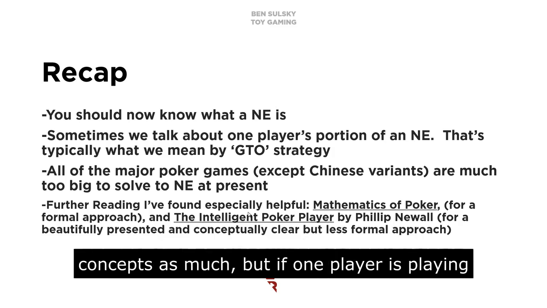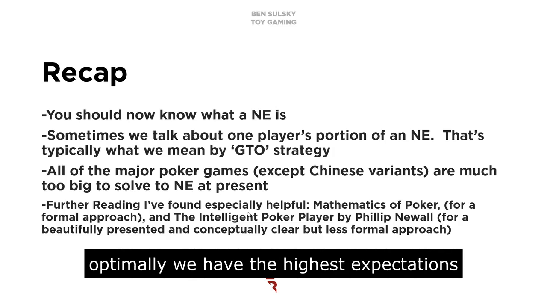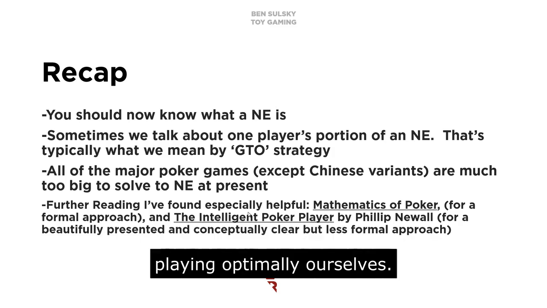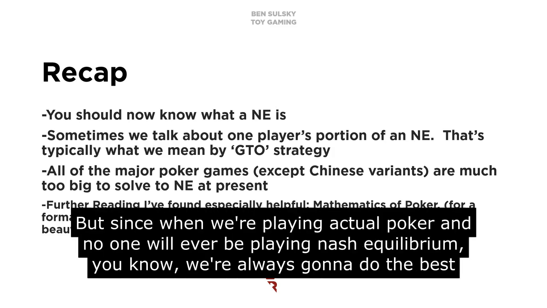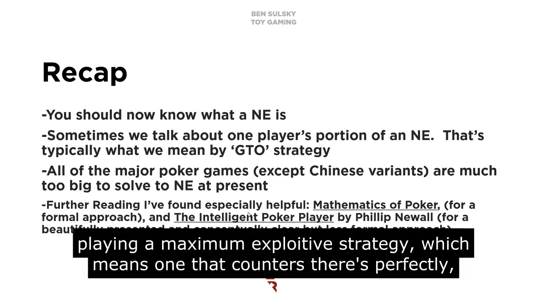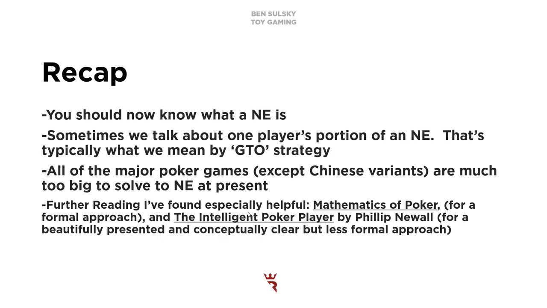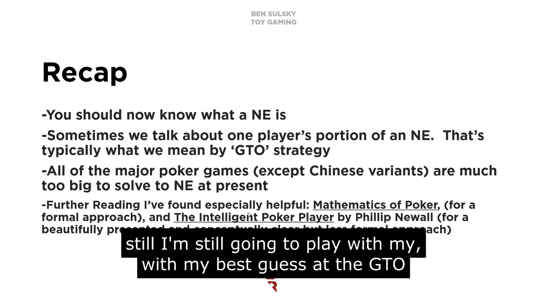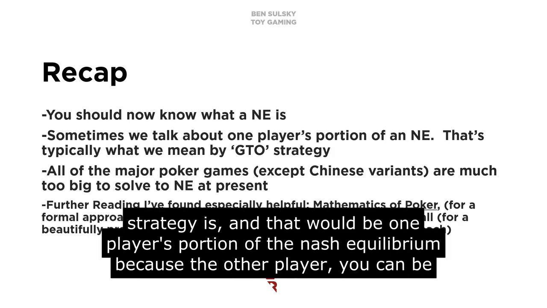But if one player is playing optimally, we have the highest expectation, or at least tied with the average expectation, by playing optimally ourselves. But since when we're playing actual poker, no one will ever be playing Nash equilibrium, we're always going to do the best playing a maximally exploitative strategy, which means one that counters theirs perfectly. But then we might say, well, even if my opponent's playing exploitably, I'm still going to play my best guess at the GTO strategy.